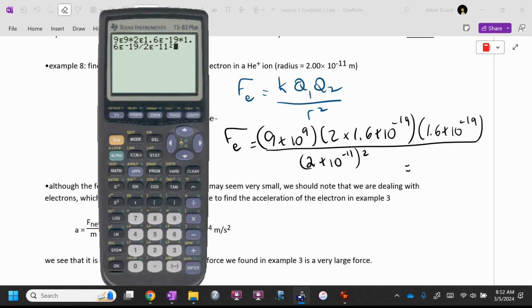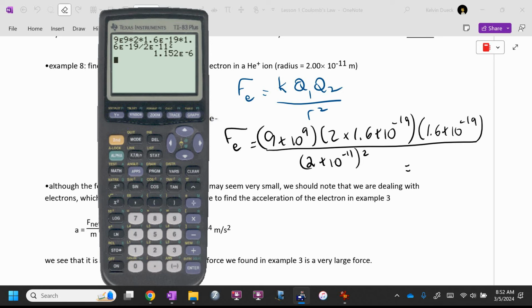Did I type that in right? 9 times 10 to the ninth times, oh, nope, got a typo there, Mr. Dueck. Times, not scientific notation. 2 protons, 1 electron, and because I'm using my scientific notation button, I think I can get away without brackets, but if you're not sure, put brackets around stuff as well. I got 1.152 times 10 to negative 6 newtons.